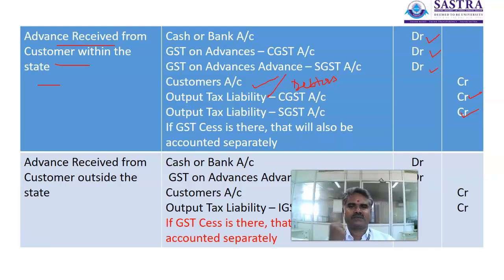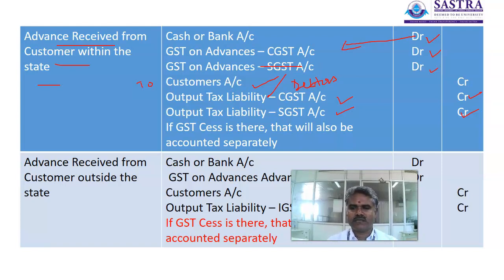So when we receive cash as advance, we charge GST on advance also. This is very, very important. So GST on advance, to customers, to output tax liability IGST, to output tax liability CGST, to output tax liability SGST. Okay, so this is very, very important.